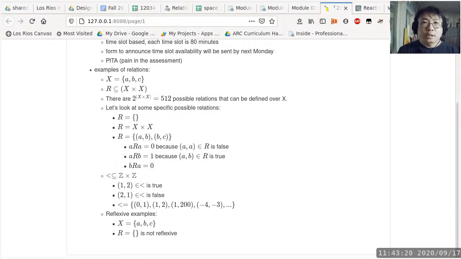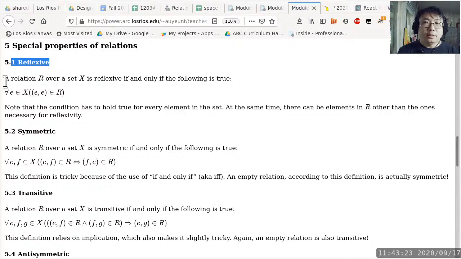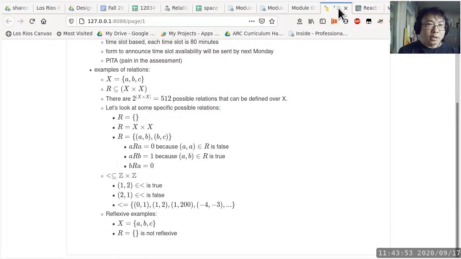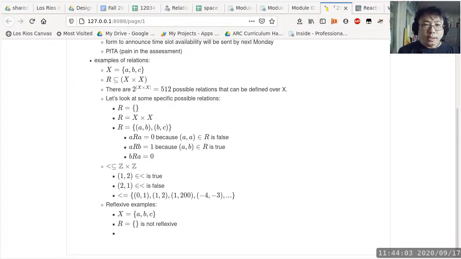When you go back to the definition, it's basically saying, if I find any element in X, I'd better find that element paired with itself as a 2-tuple in R, because if that is not the case, then the relation is not reflexive. Is that okay? Let me do this other thing too, because I want to relate the for-all operation to things that you already understand, which is basically coding.